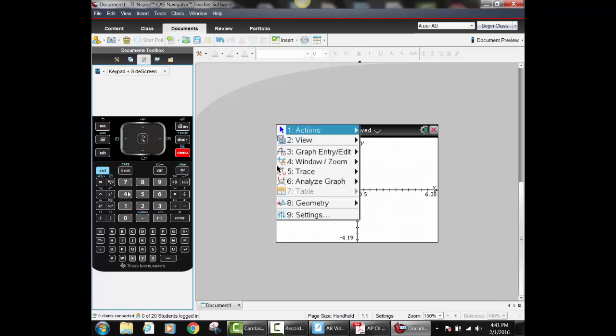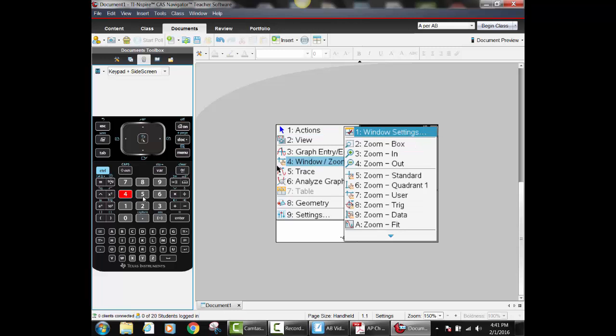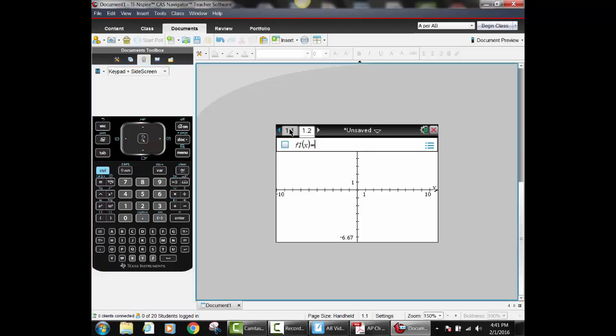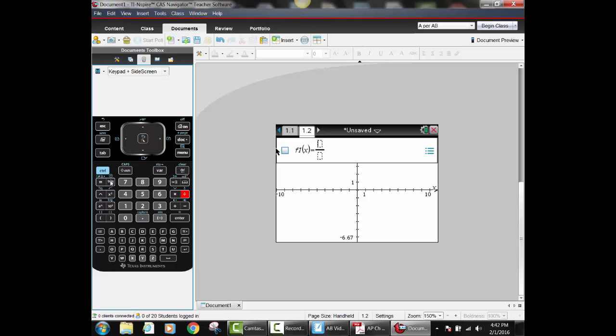Well, then let's just go back to a normal old standard viewing window. What is happening? Did I not just enter this function? Am I losing my mind? I could have sworn I just entered that function. Okay then. Okay, so we have sine x over x.